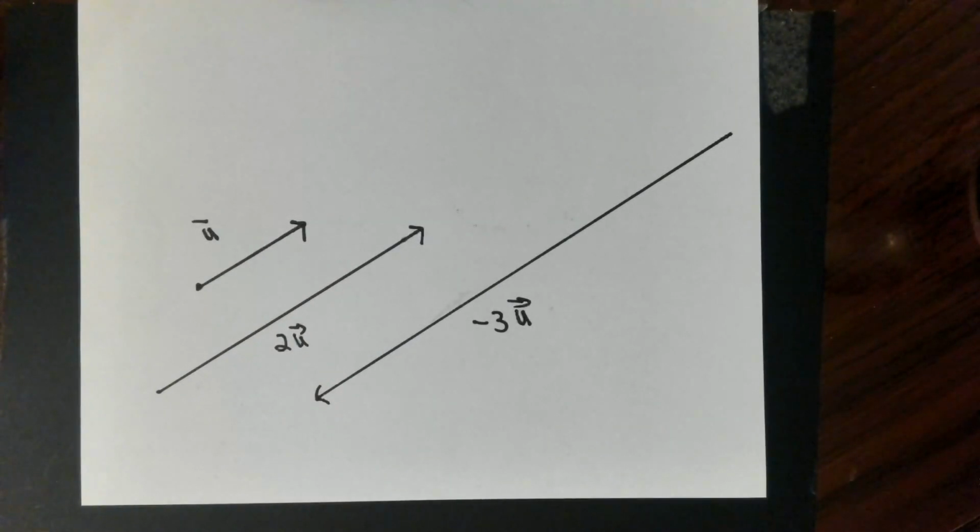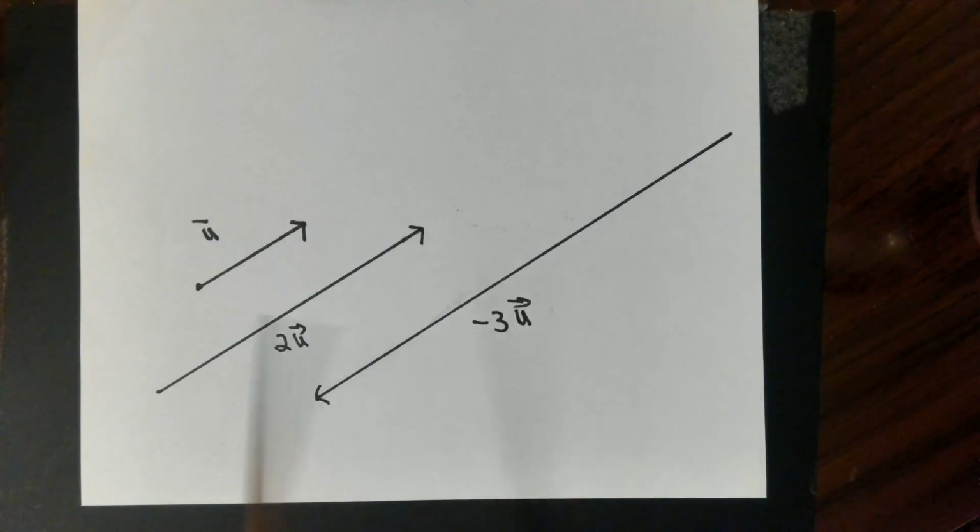The third kind of vector arithmetic operation that we can do is multiplying a number by a vector. If the number is positive, then the number times the vector is going to be a vector that points in the same direction as the original, but the length will be different.